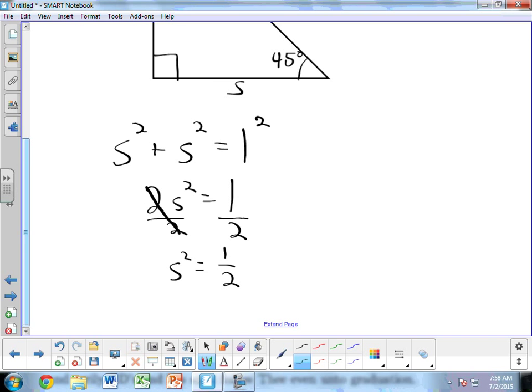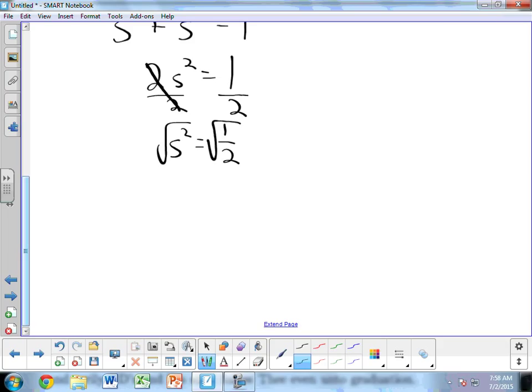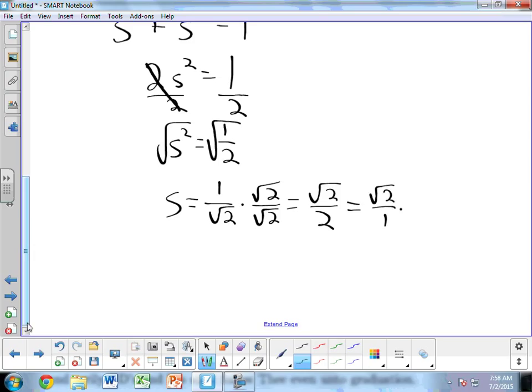Now, all we do is take the square root of the s squared and the square root of the 1/2. And the square root of s squared becomes s, and the square root of 1/2 becomes 1 over the square root of 2. Now, again, this is not how we like things to look because there is a radical in the denominator. So once again, I'm going to multiply this by the square root of 2 over the square root of 2. And it now becomes the square root of 2 over 2. So same way with the 30, 60, 90 triangle, this is the same as the square root of 2 over 1 times 1/2.